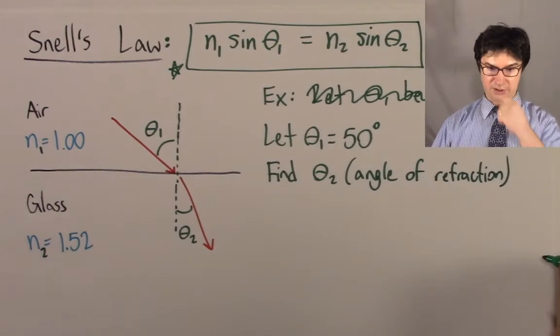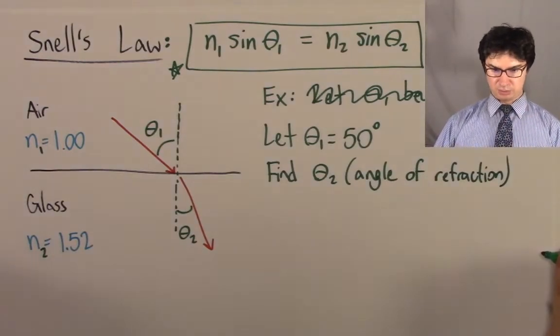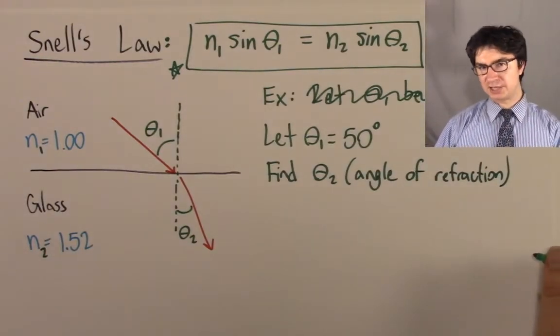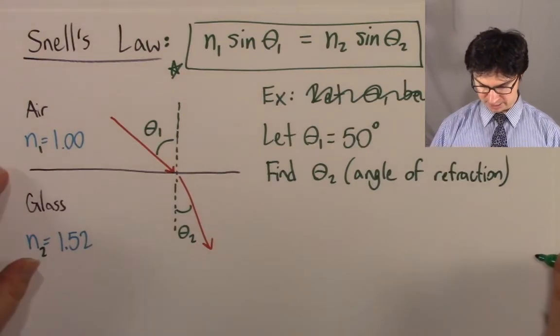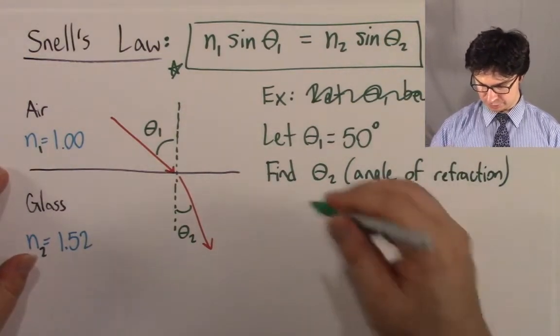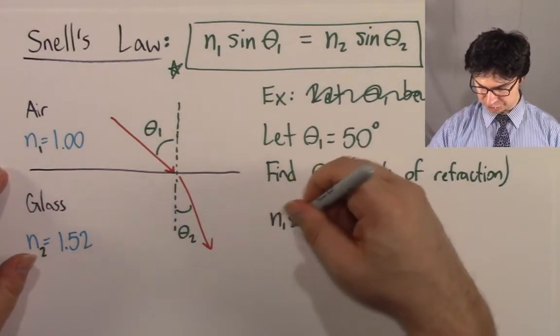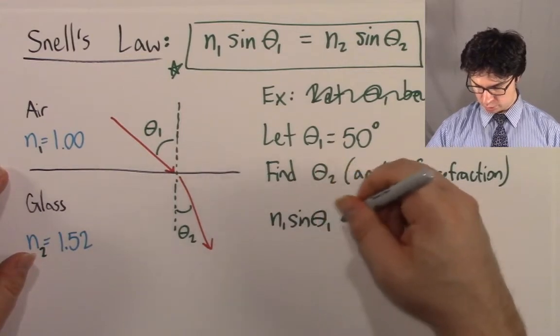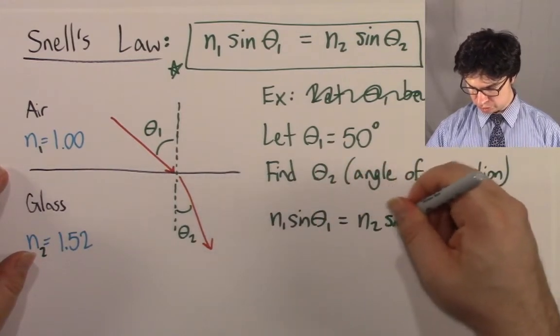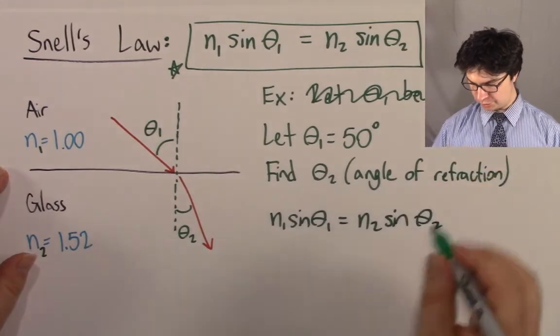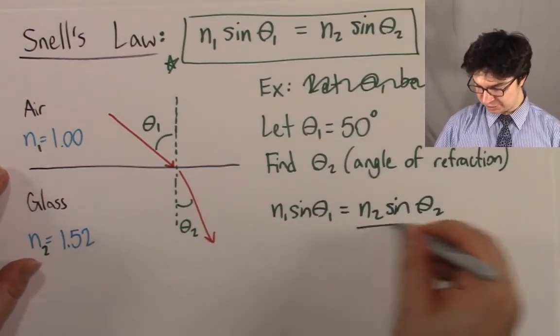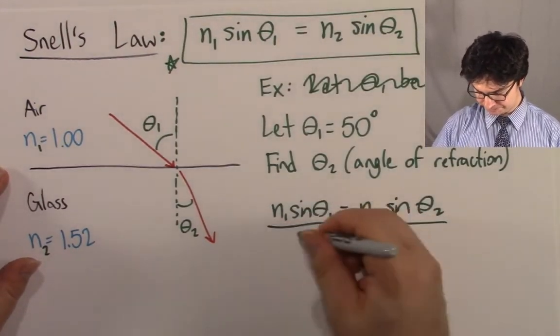All right, very good. So now, let's just set up Snell's law. I'd like to solve it algebraically, if we can. So we're going to solve this for theta 2. Let's start out by writing out N1 sine theta 1 equals N2 sine theta 2. To solve for theta 2, we have to get rid of the N2. So divide both sides by N2.